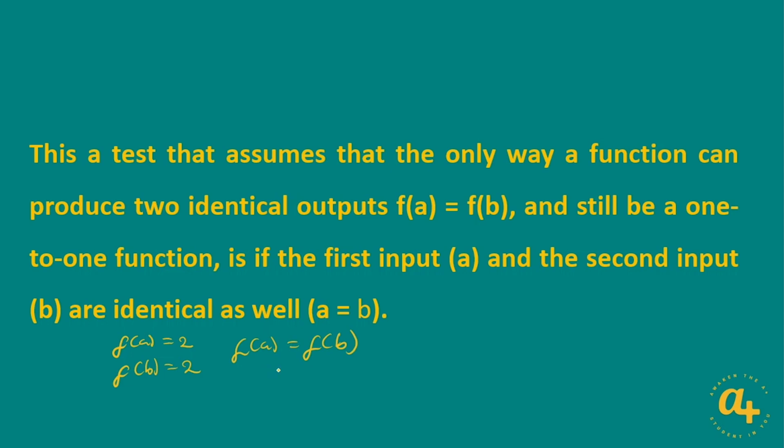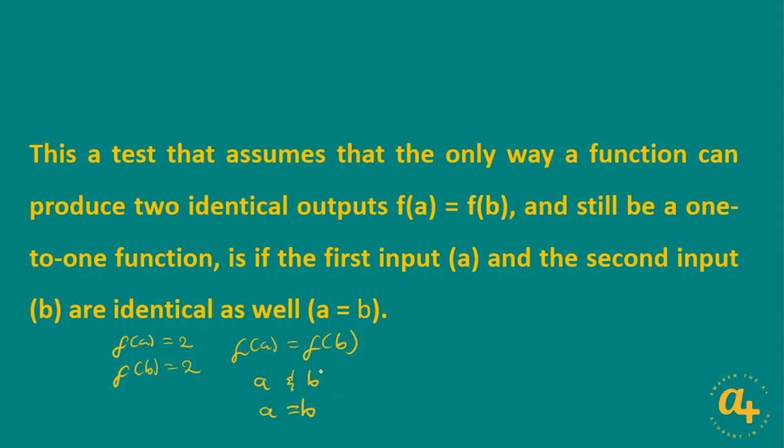Then it goes on to further assume that the only way this function that is producing two equal outputs can still be one-to-one is if the first input A and the second input B are equal to each other. So it assumes that the only way this function that is producing two equal outputs can still be one-to-one is if A and the input B are equal to each other. So this is the condition that we have here.